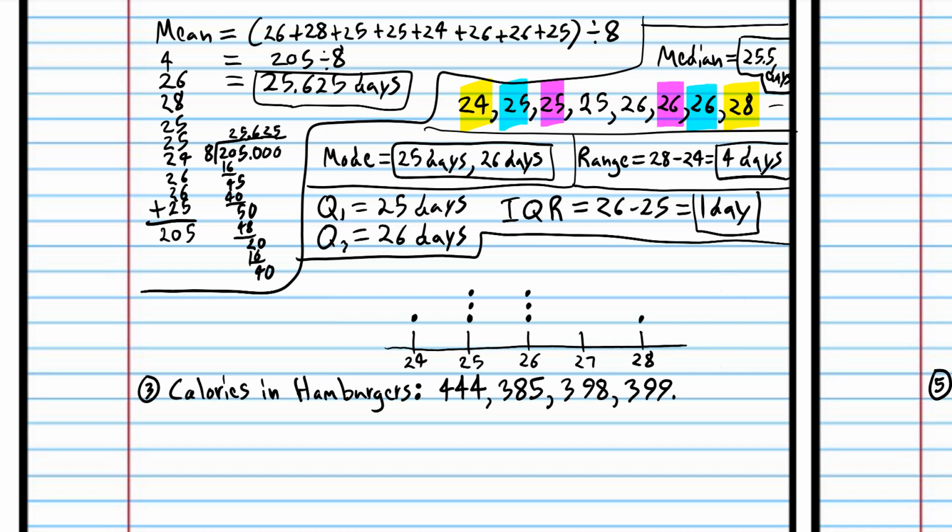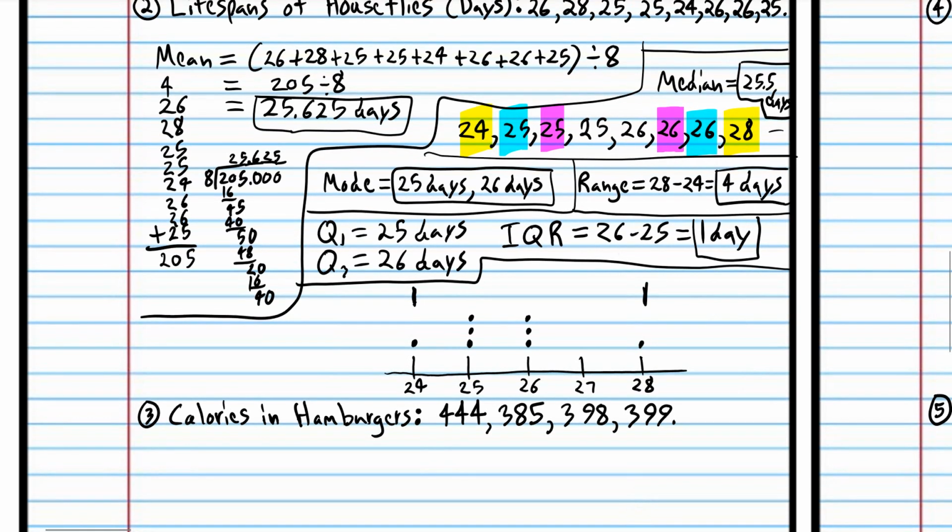Now we're going to do a box and whisker plot. So go ahead and do that, and when you come back, we'll do it together. All right, we're back. You make a vertical line on the smallest number, vertical line on the biggest number, and then you make a vertical line on the median.